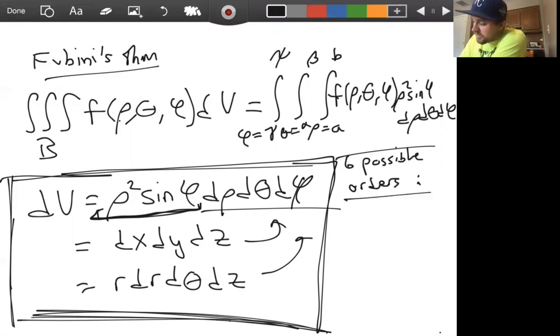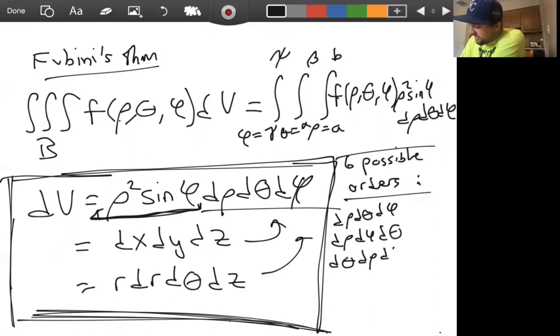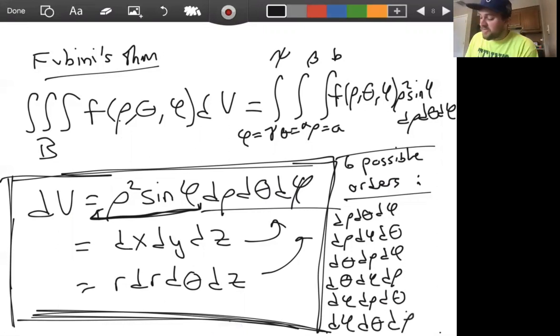And so again, by Fubini's theorem, there are 6 possible orders of integration here, and I'll just write them for the sake of completeness. We can do what's listed above, d rho, d theta, d phi. We could do d rho, d phi, d theta. We could do d theta, d rho, d phi. We could do d theta, d phi, d rho. We could do d phi, d rho, d theta. And then lastly, we could do d phi, d theta, d rho. Okay, and so again, by Fubini's theorem, there are 6 ways that we can interchange the order of integration, and they're all completely valid. So this is going to end the first video for spherical coordinates.